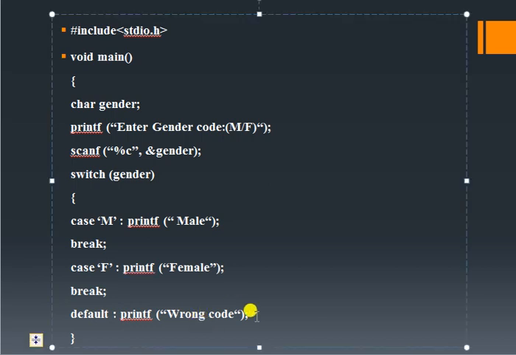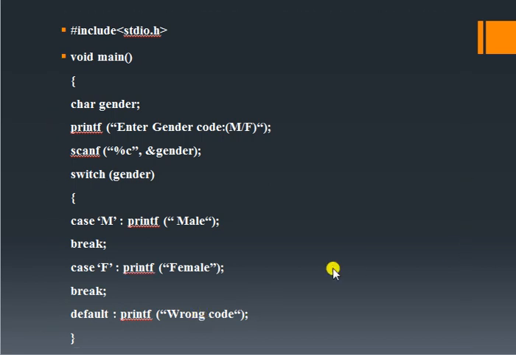So here you can enter break or not break. If we are entering break, then the control goes out of the switch statement. Here it is the last statement, so it automatically goes to the next line of code. So this is the execution of the switch statement.